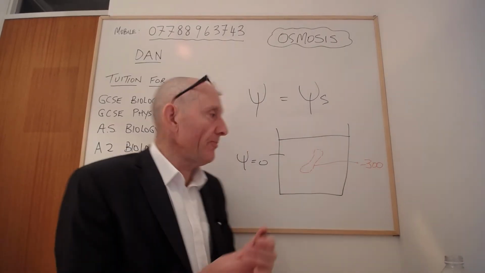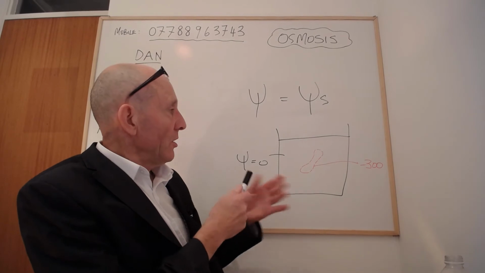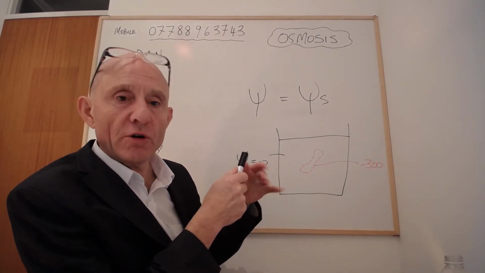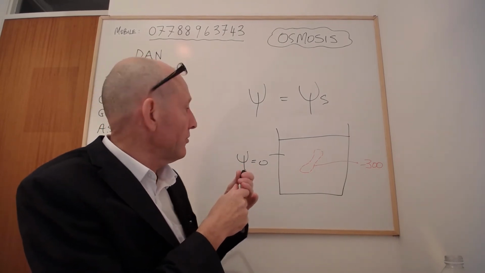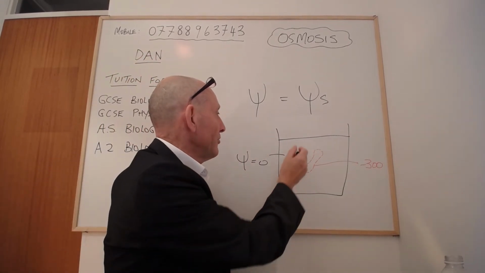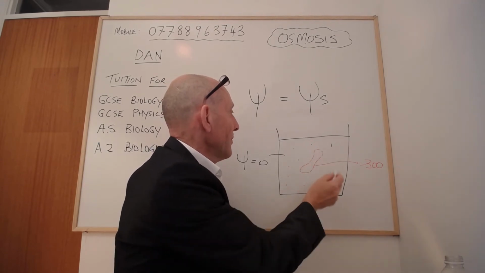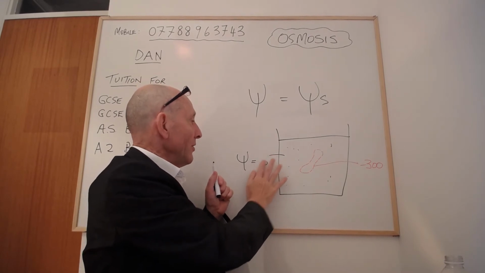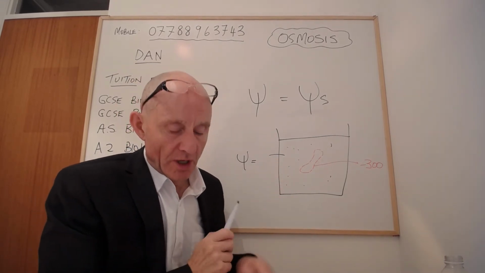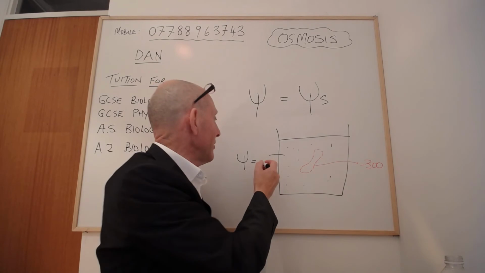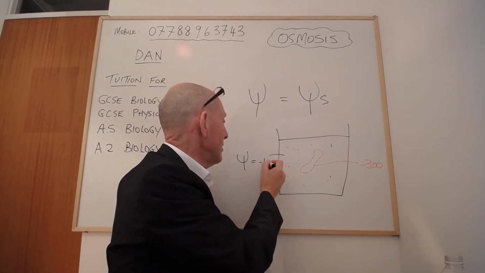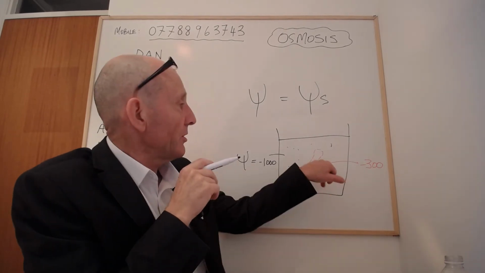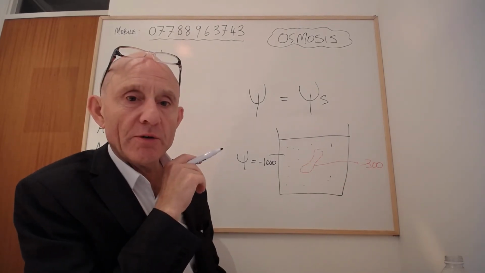Now, the other question you may get asked is, what if you put a red blood cell into not pure water, but a strong sugar solution or a strong salt solution? So this is your strong salt solution. What happens if you put the red blood cell into a strong salt solution? Well, the water potential of a strong salt solution might be something like -1,000. So the water potential of the solution is -1,000. The water potential of the red blood cell is -300.